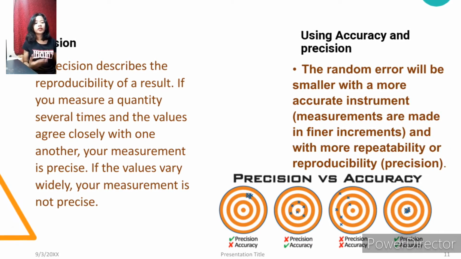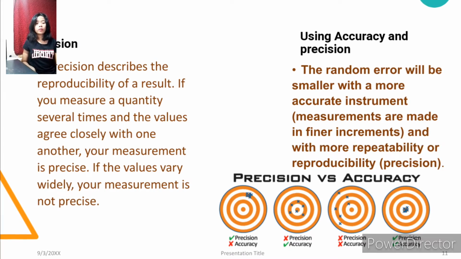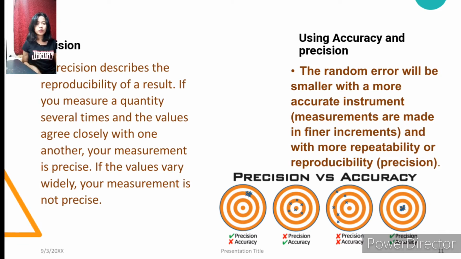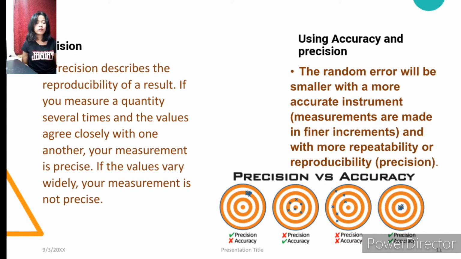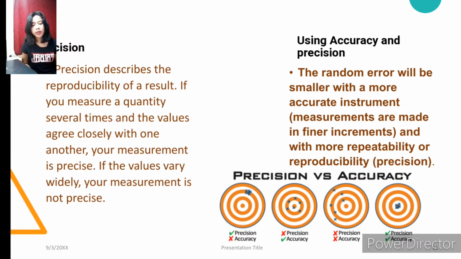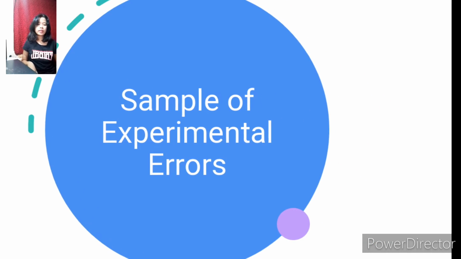Okay, using accuracy and precision, the random error will be smaller with a more accurate instrument, or when measurements are made in finer increments and with more repetitive or reproducible precision.